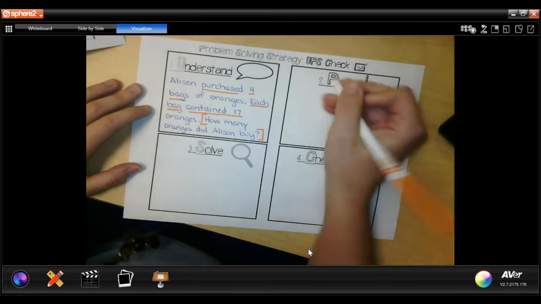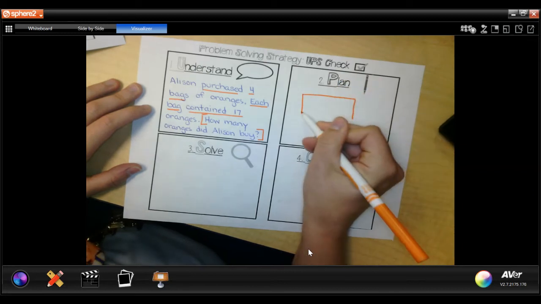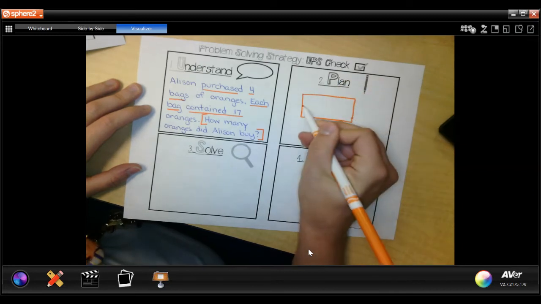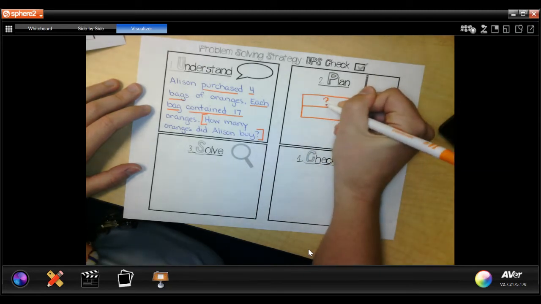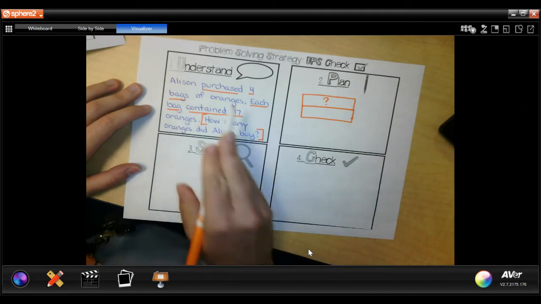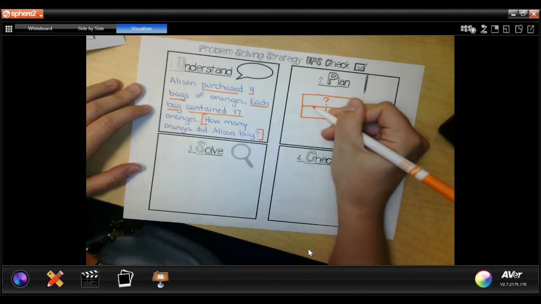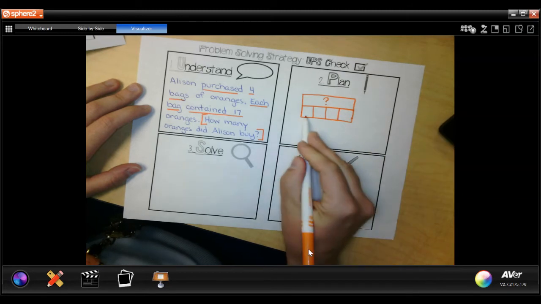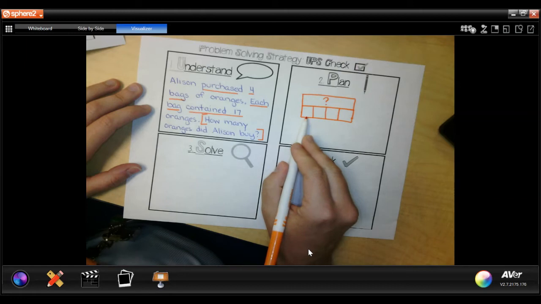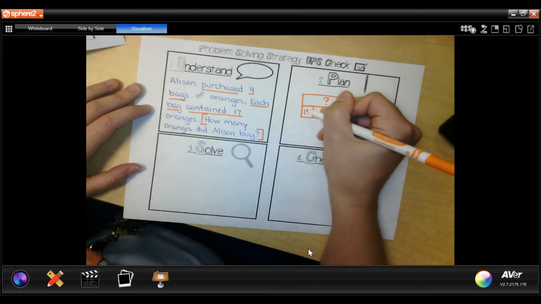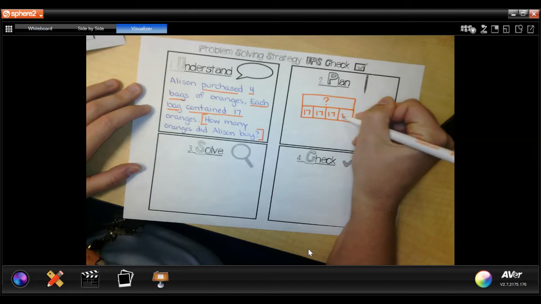Now, when I plan, I know I want to make my strip diagrams. So start off by making a rectangle. I know I'm going to divide it in 2, like so. And the top is what I don't know, is how many she's bought. I know that she purchased 4 bags, so I'm going to divide that bottom part into 4 separate sections. 1, 2, 3, 4. And in each of those bags, or those portions, Allison had 17 oranges. So I'm going to write the number 17 in each of those sections.